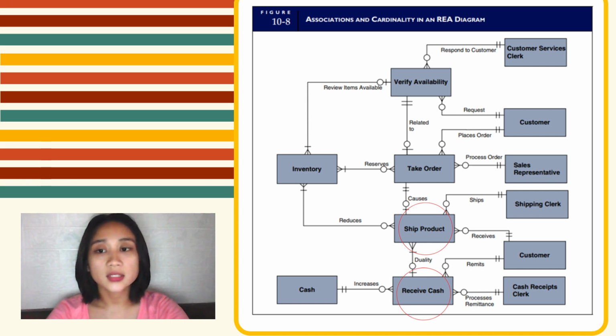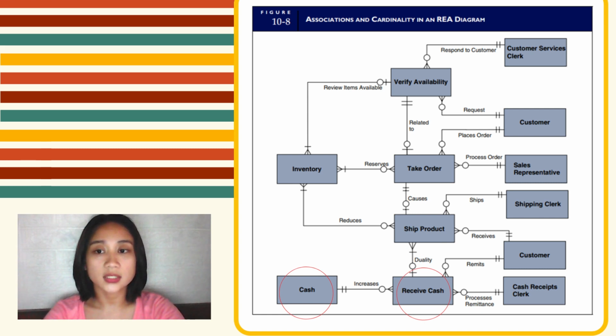Now, let's discuss the cardinality between the shipped product and received cash entities. The cardinality between the shipped product and received cash entities is one or many to zero or one. Since the Apex company is a wholesaler, let's assume that debts are paid in full, with no partial payments. This means that several shipments of product have an invoice on a single cash payment. This means an Apex customer may pay for multiple shipments with a single cash receipt.